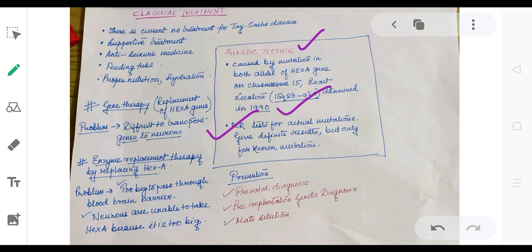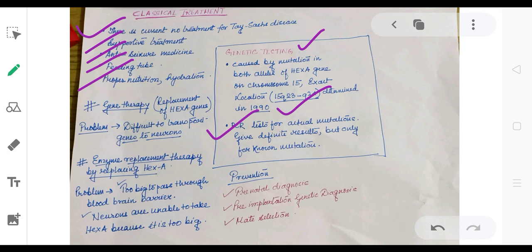Then comes the classical treatment. There is no current treatment. Supportive treatments are there. Anti-seizure medicine can be given to prevent seizures. You can use a feeding tube if there is a feeding problem. Proper nutrition and hydration should be given.